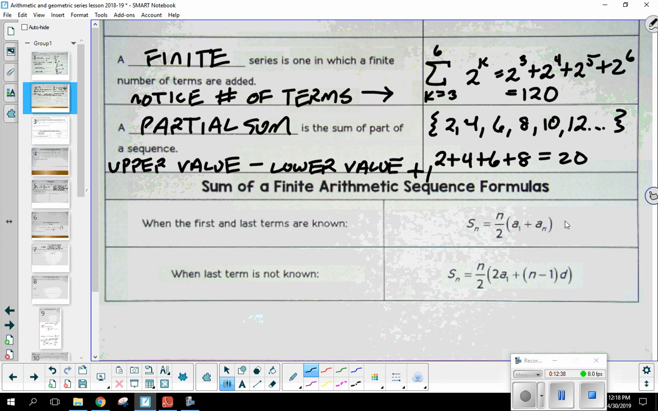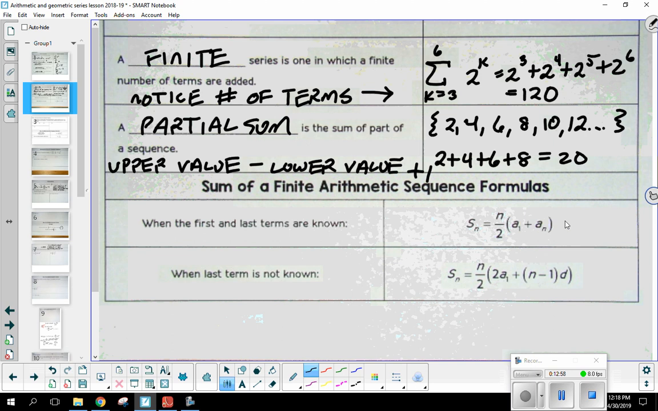Okay. And then this last one here, a partial sum, is the sum of part of a sequence. So you'll notice this one here, 2, 4, 6, 8, 10, 12, 14, 16, 18, 20, it would just continue, right? Okay. So a partial sum is when you would only add a set number of terms from the sequence. That's what we're referring to when we say series.